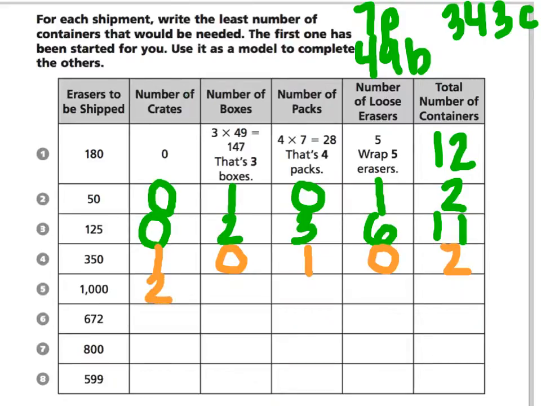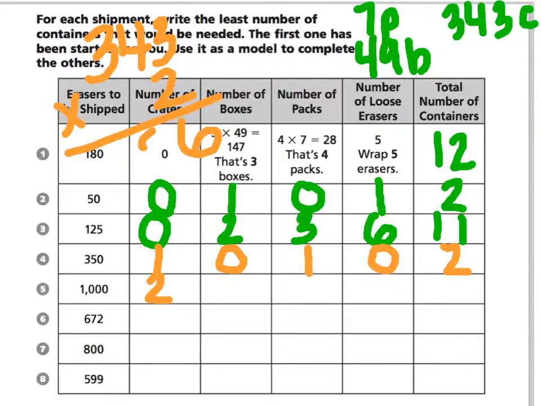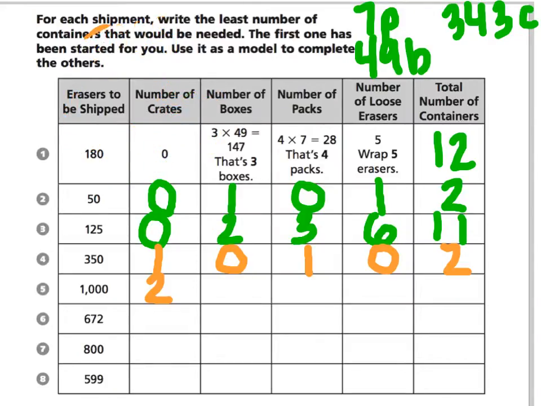So I need to do 343 times 2. So I have 6, 8, and 6. 686 is how much the crates are going to take. So then I can do 1,000 minus 686.